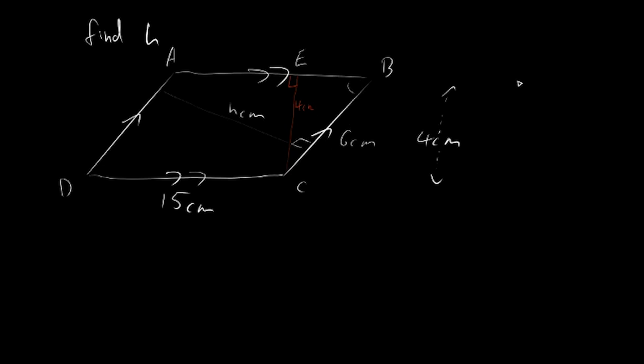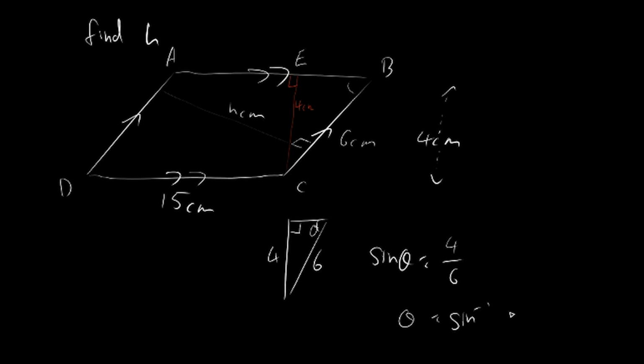Alright, so let's draw this triangle again, just over here, below. So this is 6, this is 4, this is a right angle, so now we just need to figure out theta. Sine of theta is equal to opposite over hypotenuse, so 4 over 6, so theta is equal to sine inverse of 2 over 3. Sometimes this is also known as arcsine, I believe. We'll put this in our calculator, we'll get some angle. So we figured out theta.